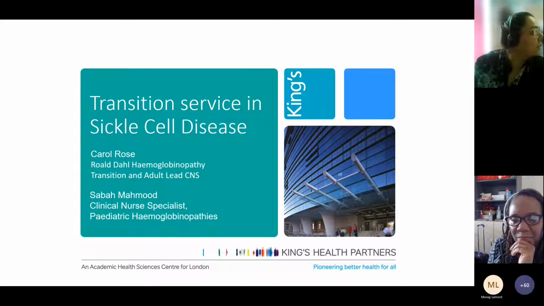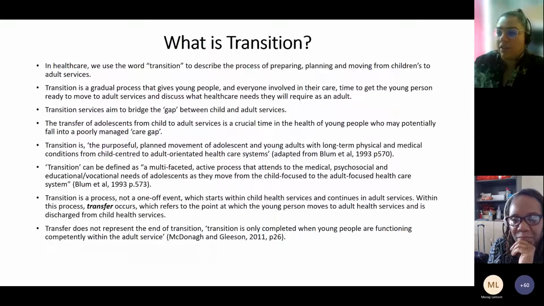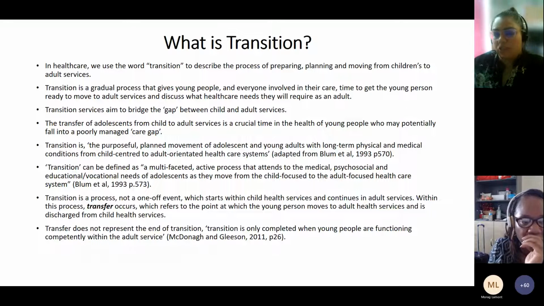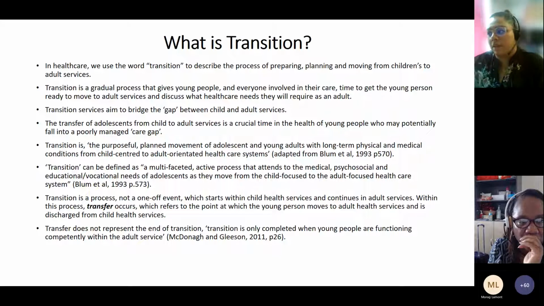Right, so let's just have a look at the time. Okay, so what is transition? In healthcare, we use the word transition to describe the process of preparing and planning a young adult or a child through the teenage years to the adult services.